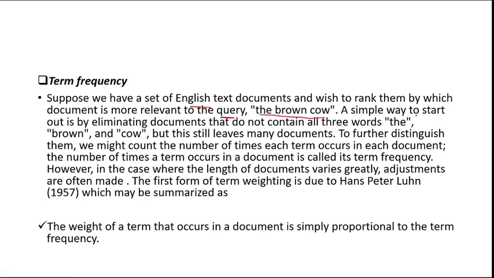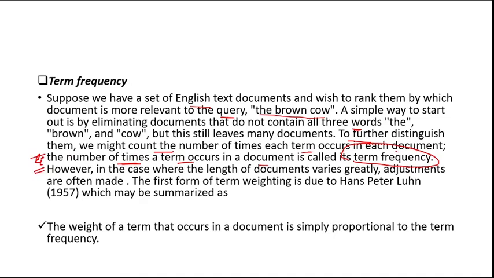A simple way to start out is by eliminating documents that do not contain all these three words, the, brown and cow, but this still leaves many documents. To further distinguish them, we might count the number of times each term occurs in each document. The number of times a term occurs in a document is called term frequency. That is very simple. How many times a term t has appeared in a document, that is term frequency.